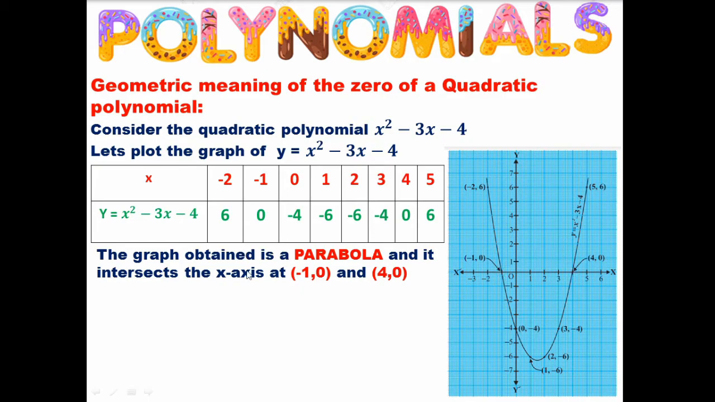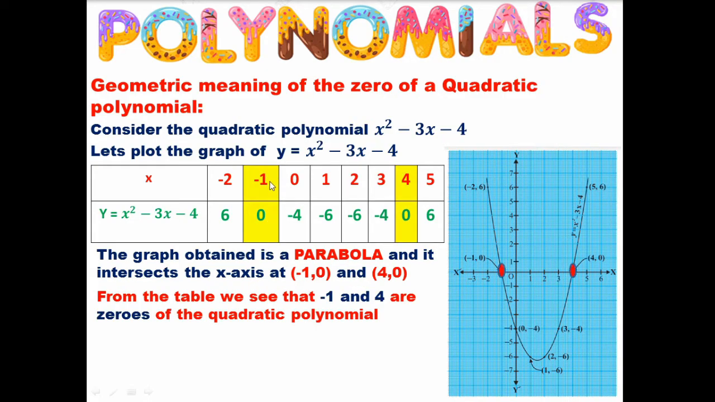Now, you see the tabular column. In the tabular column, you have the value of the polynomial as 0 when you put x equal to -1 and x equal to 4. So in the graph also we have the points as -1 and 4.